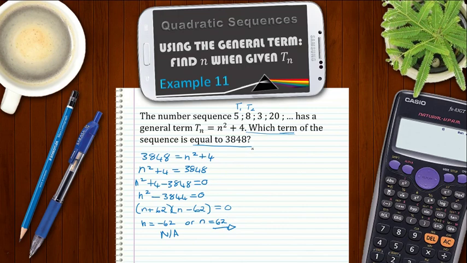The other way of solving this would have been to say, n squared is equal to 3844, then we take the square root on both sides. So n is equal to plus or minus the square root of 3844, which was 62, and since we don't have a negative value for the number of terms, n is equal to 62. Now this looks easier, it probably is. This is probably better, but it's your choice.